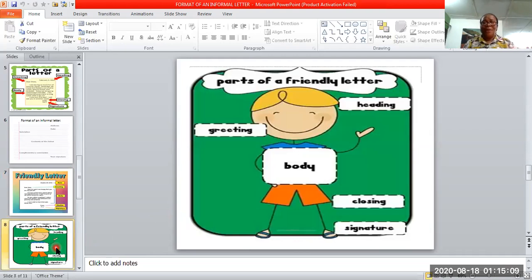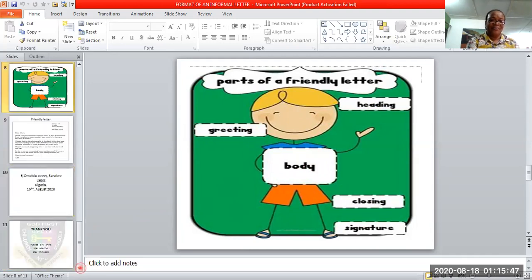So let's move on. Parts of a friendly letter. What are the parts? We have said a letter must have a heading, a letter must have greetings, a letter must have body, a letter must have closing, and a letter must have a signature. Do you understand? Okay, let me take it again. Parts of a friendly letter. A letter must have heading, a letter must have greeting, a letter must have body, it must have closing and signature. Are we clear on that? Beautiful.